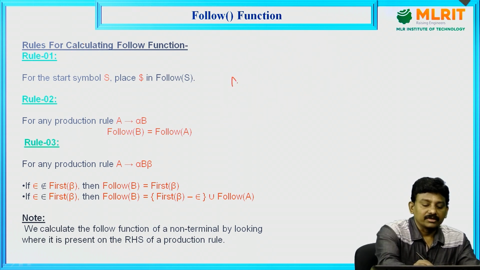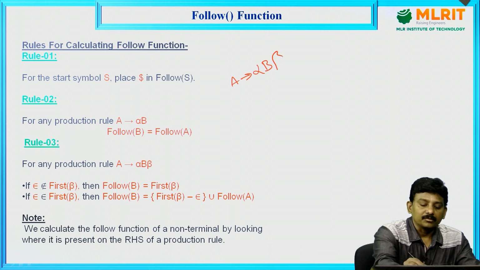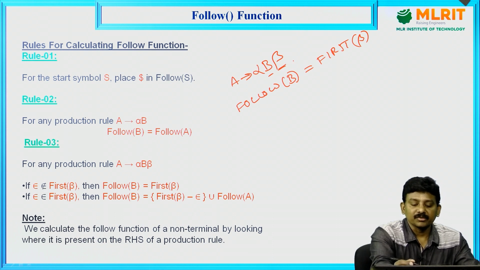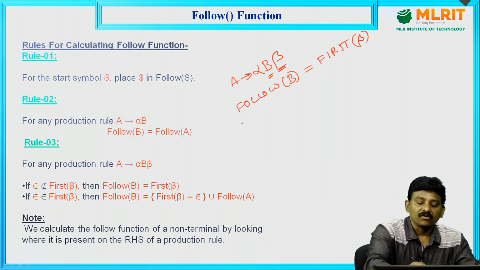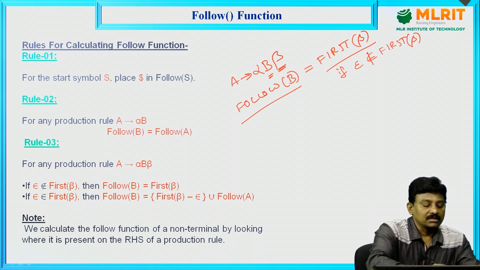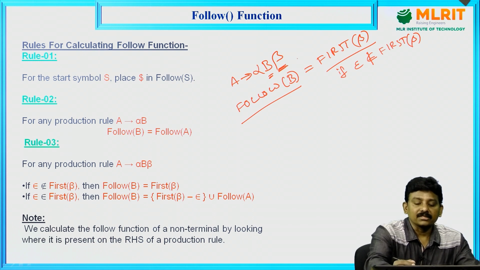Third rule, if A derives alpha B beta, follow of B is equal to first of beta. Beta is following B. B is a non-terminal, and beta is a combination of terminals and non-terminals, whatever it may be, but immediately after B there is a beta. Follow of B is first of beta if epsilon does not belong to first of beta.